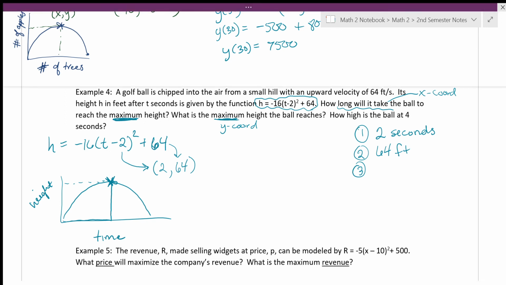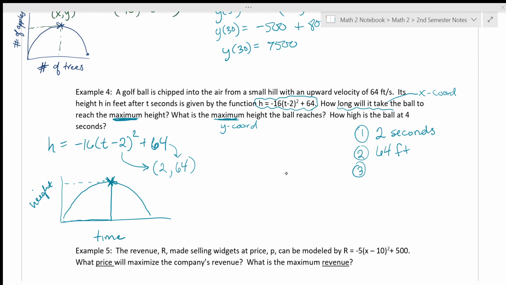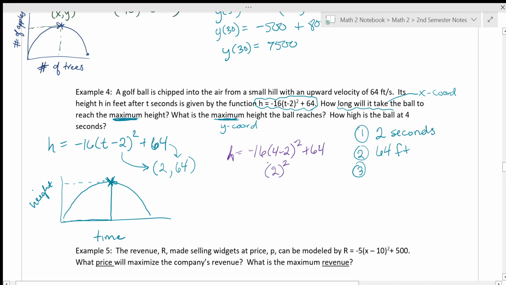Then the third question asks how high is the ball at 4 seconds. So we're going to take the 4, plug it in for t. So the height of the ball at 4 seconds would be equal to negative 16 times 4 minus 2 squared plus 64. 4 minus 2 squared is 2 squared. And 2 squared is 4 times negative 16. 4 times negative 16 is negative 64. If we add that to positive 64, we get that the height of the ball at 4 seconds is 0.